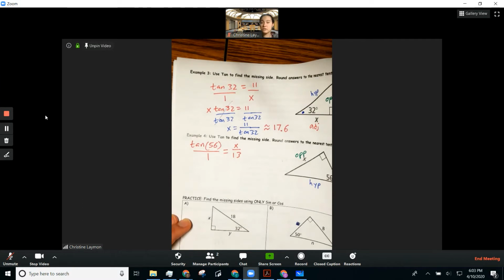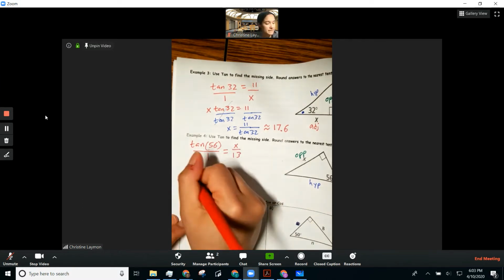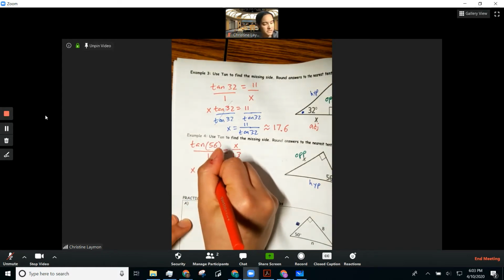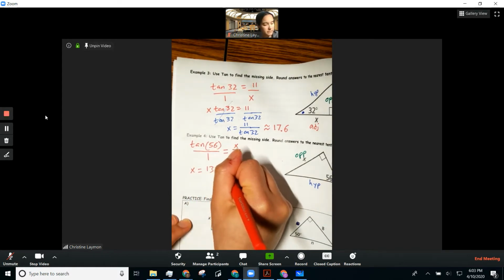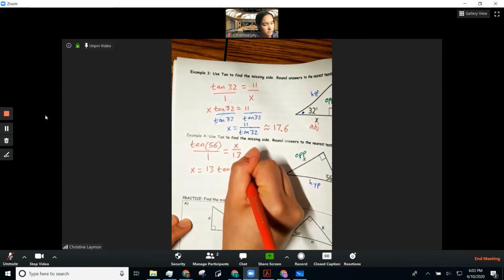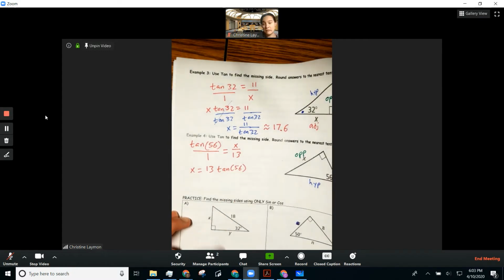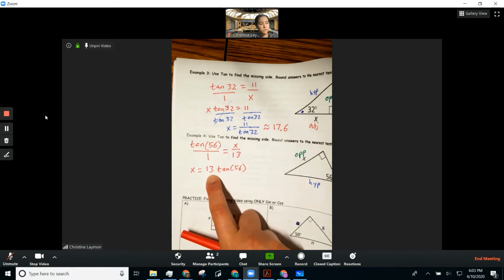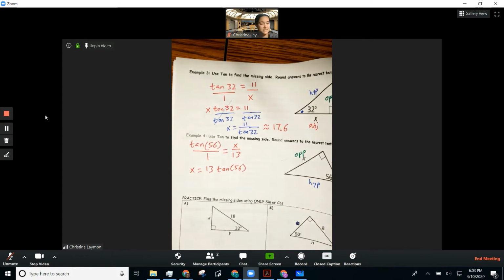I'm going to go ahead and cross multiply. 1 times x is x. 13 times tan 56 is what goes on the other side. So I'm going to type it into the calculator like that. And again, remember, whenever I multiply something to a sine, cosine, or tangent, I am always writing it on the left-hand side. That way I don't forget where it goes. I don't want you to accidentally put 13 inside the tan on the calculator, because that's a very different answer. So I'm going to type this in exactly as I see it.